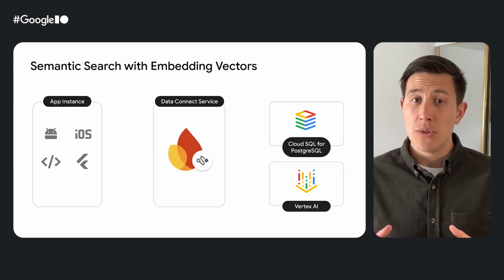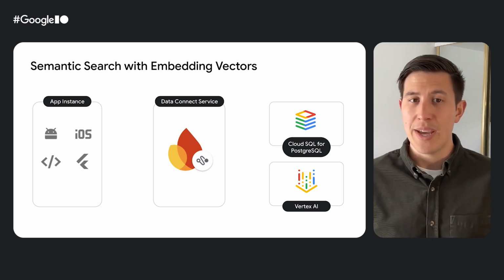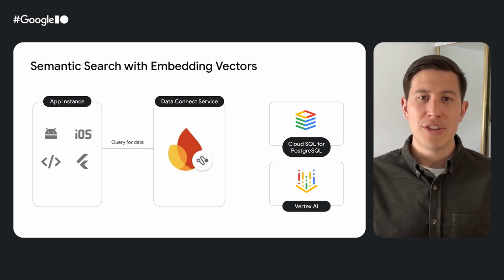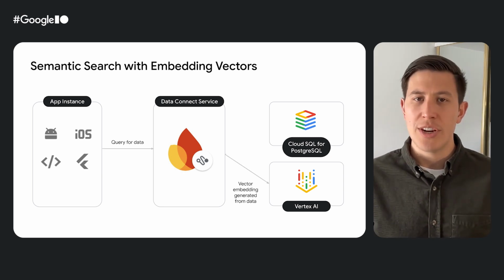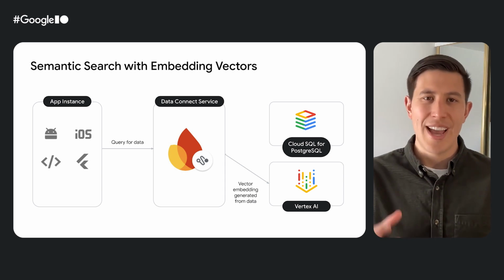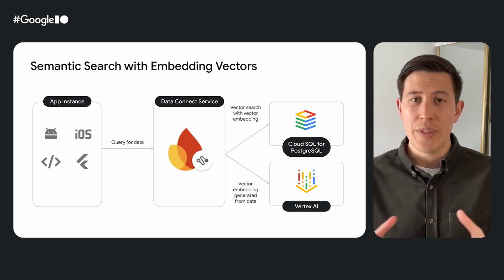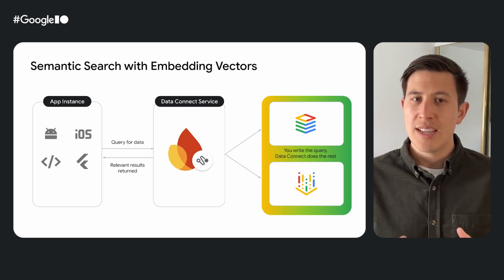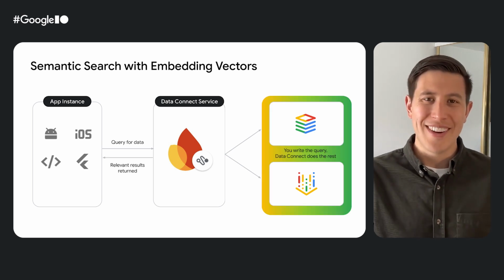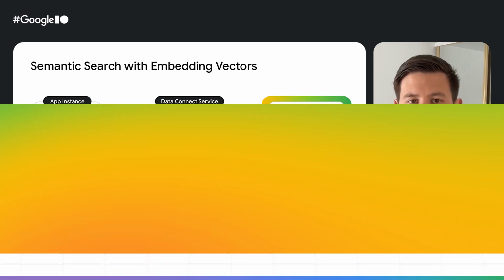The same goes for semantic search with vector embeddings. When the user enters a search term, Data Connect will generate an embedding from Vertex AI and then execute a similarity search for related data within Cloud SQL. Same as before, you write the query and Data Connect does the rest.